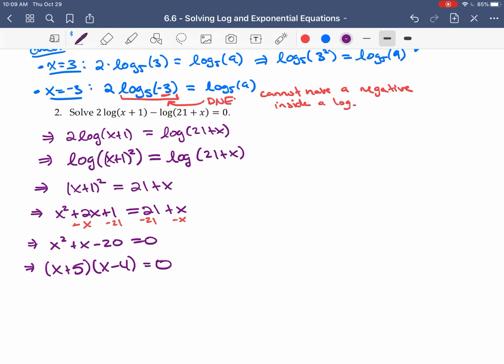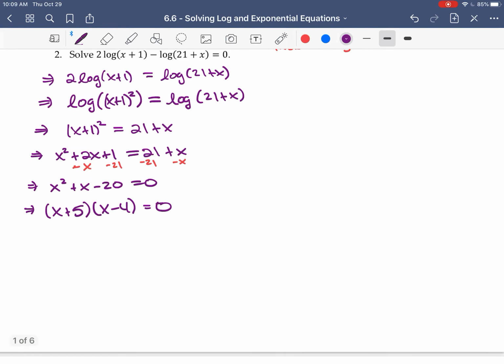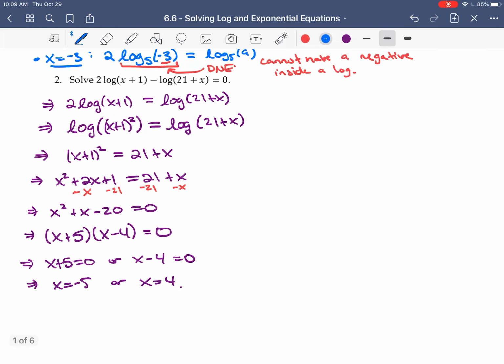Okay, so x plus 5 times x minus 4 should be 0, which means that one of these has to be 0. So x plus 5 is 0 or x minus 4 is 0. So that's going to be x equals minus 5 or x equals 4. So those are our 2 solutions. Now because there's logs involved, we should check for extraneous solutions.